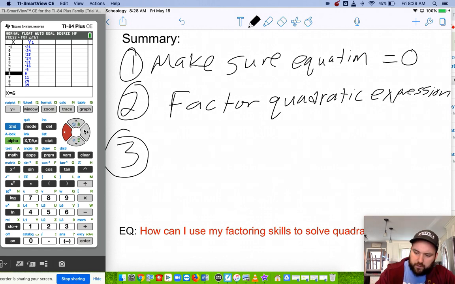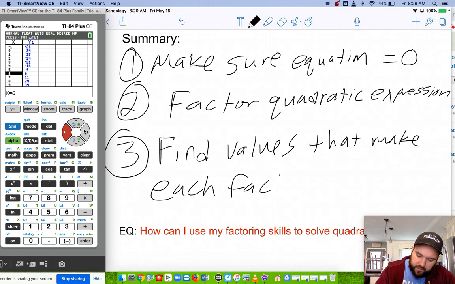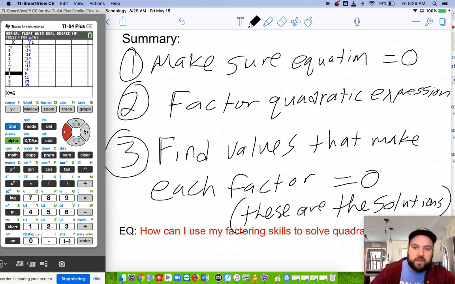Make sure the equation equals 0, factor the quadratic expression, and then find the values that make each factor equal 0. These are the solutions. We did it, hooray!